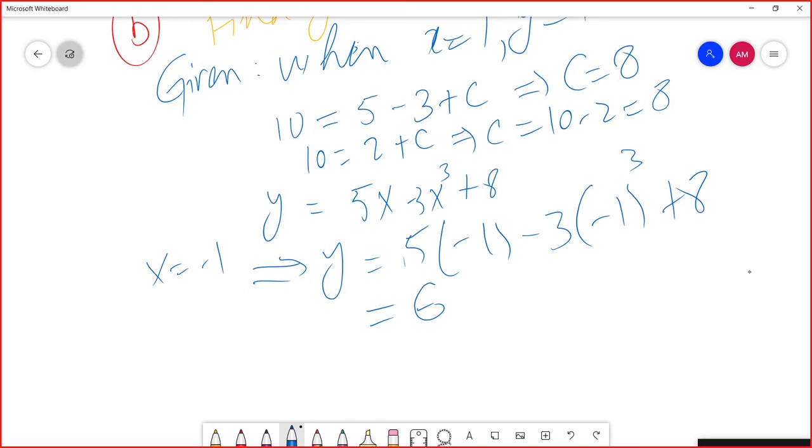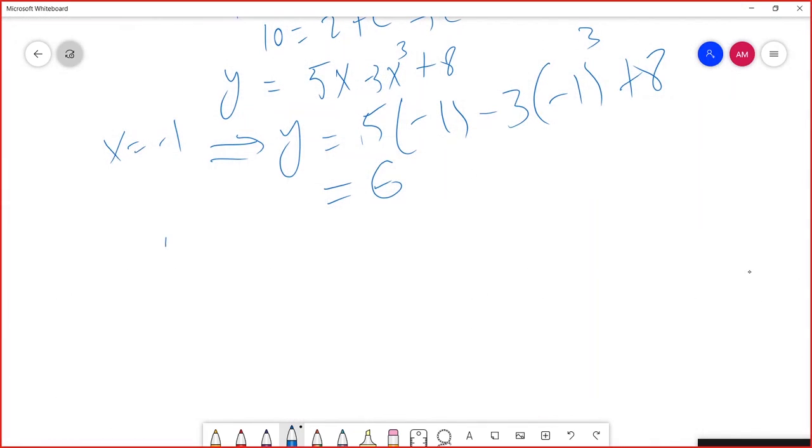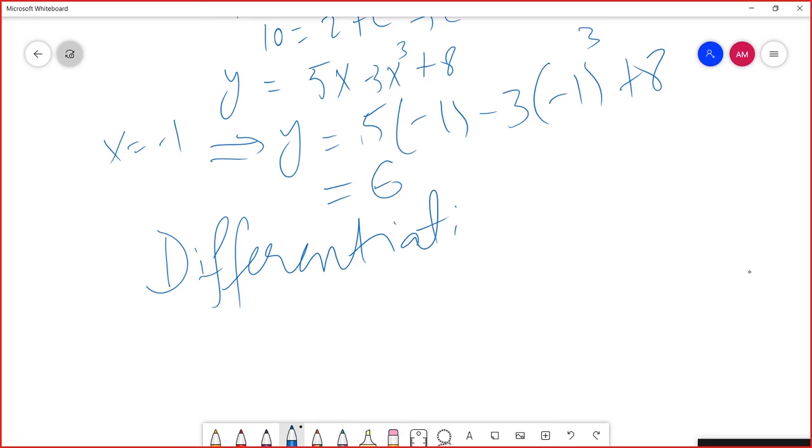Let's correlate what we have learned today. Differentiation is, like you told me, gradient. Is it also a rate? We covered it last time. Rate of change. Is it also differentiation?